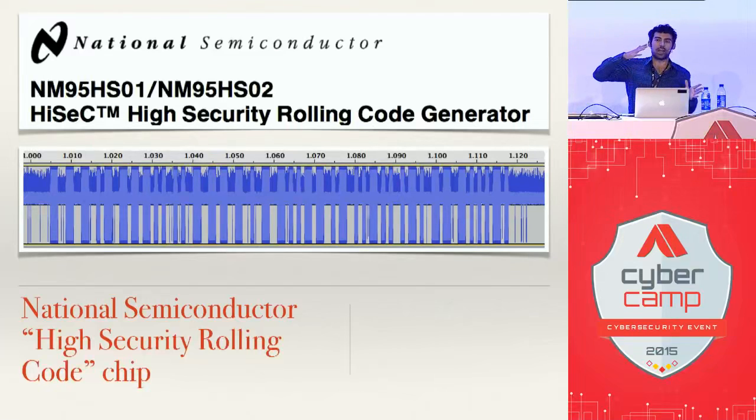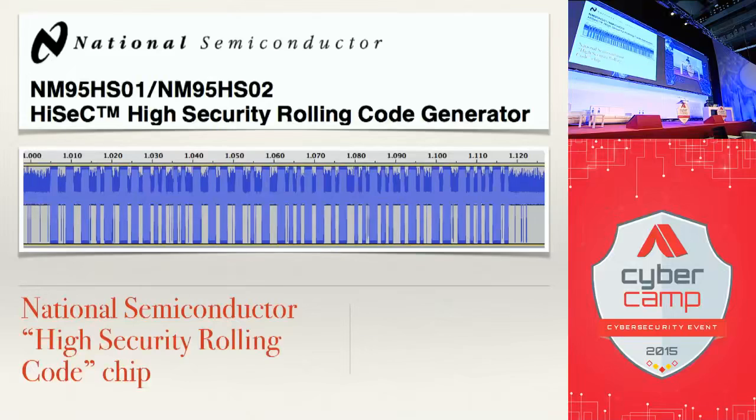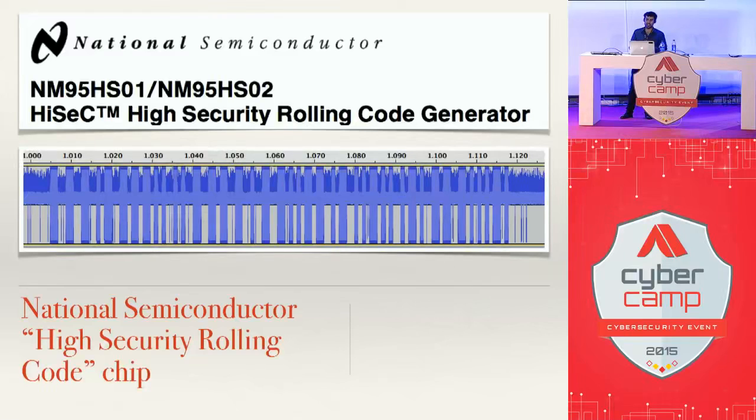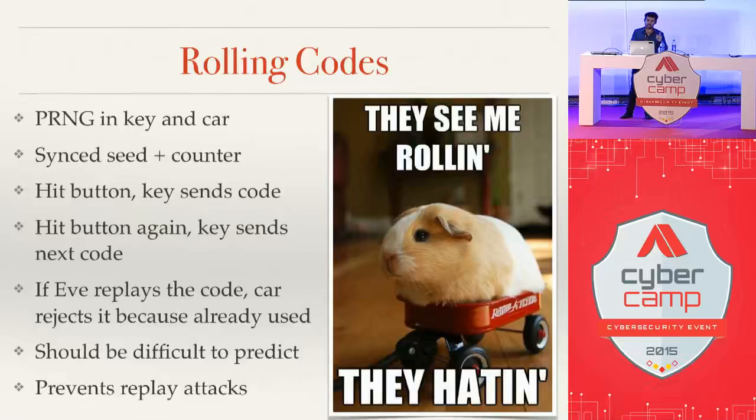So in our garage attack, I was able to learn the code or just brute force through all codes. Unfortunately, with cars that are using rolling codes, A, the code is very long, so we don't have enough time to brute force it. It would take years. Additionally, the code changes every time. So even if you're able to sniff that code once and replay it later, it will not work. The car will actually say that this code only works once.